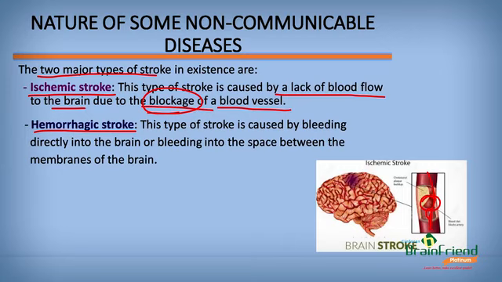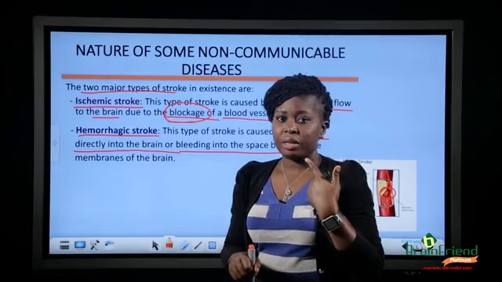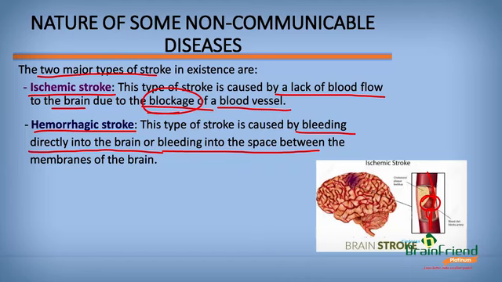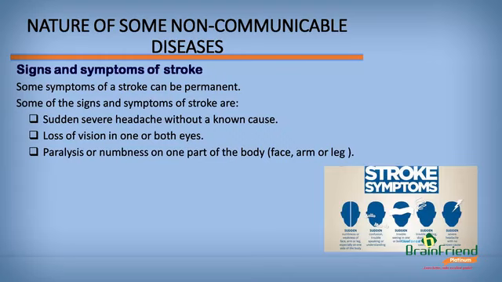Then we have hemorrhagic stroke. This type of stroke is caused by bleeding directly into the brain or bleeding into the space between the membranes of the brain. So this is when people bleed in their brain. This gives rise to what? Hemorrhagic stroke. Now, signs and symptoms of stroke. Some signs and symptoms of stroke are sudden, severe headache without a known cause.